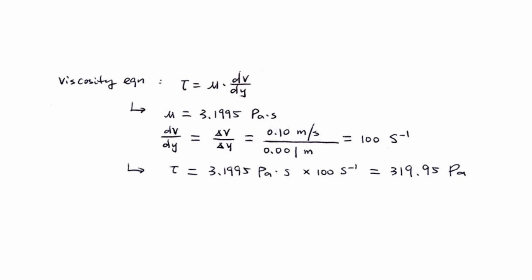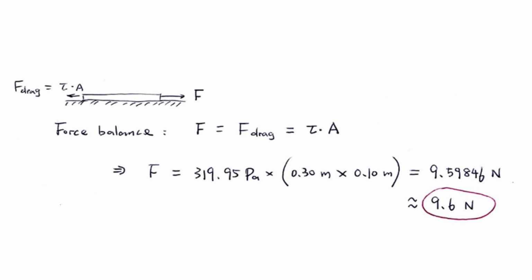Substituting the dynamic viscosity and the velocity gradient, we can now find the shear stress tau. It is approximately 320 pascal. Knowing the bottom area of the moving plate has a length of 30 cm and a width of 10 cm, we can calculate the area A. Finally, shear stress times the area gives us the drag force, which balances with the external force applied. And the result is approximately 9.6 Newton.